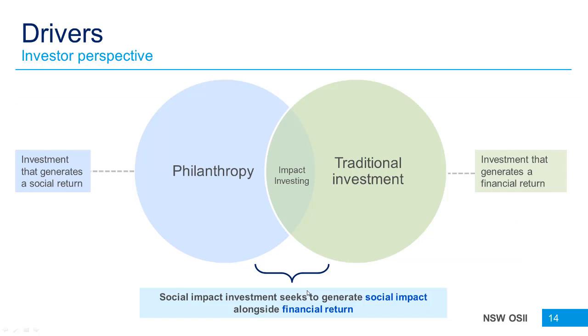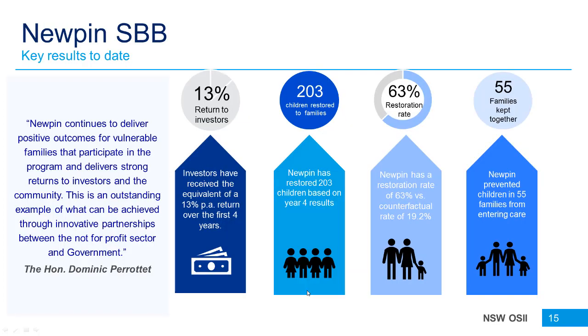From an investor's perspective, social impact investment seeks to generate the social impact alongside the financial return. Social impact investments seek to blend the aims of philanthropy and traditional investment. The former generates a social return, whereas the latter is concerned with generating a financial return. This is particularly attractive to investors who want to see their money and their funds being used to improve the lives of others. So let's now look at the success of the Newpin Social Benefit Bond.